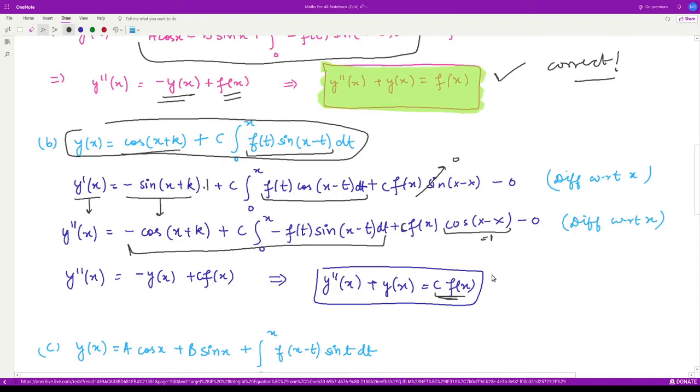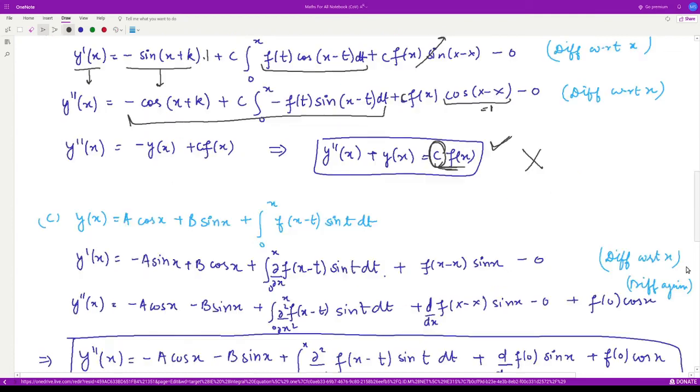Therefore we have this, but obviously there's a difference in these because there is a constant c coming over here, so this cannot be the option, right? Let us look at the third option.